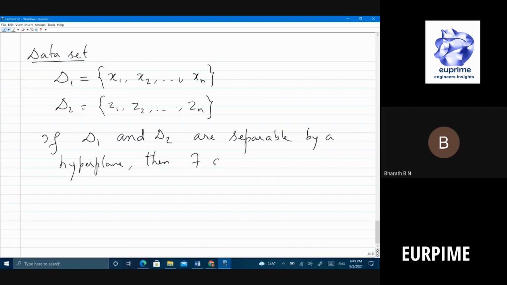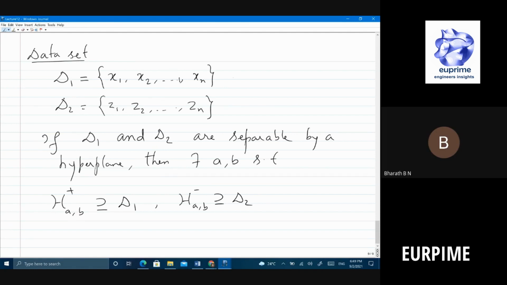Then there exists A, B such that H_AB plus should contain D1, and H_AB minus should contain D2, right? That's it. D2 should be in the lower half, D1 should be in the upper half, or vice versa, depending on your naming convention, right? So that's what you mean by separable, right?